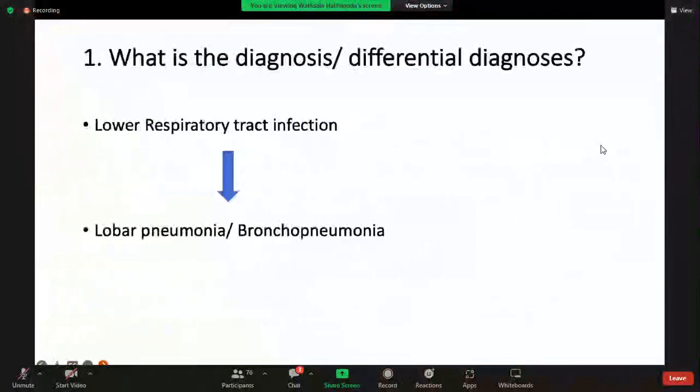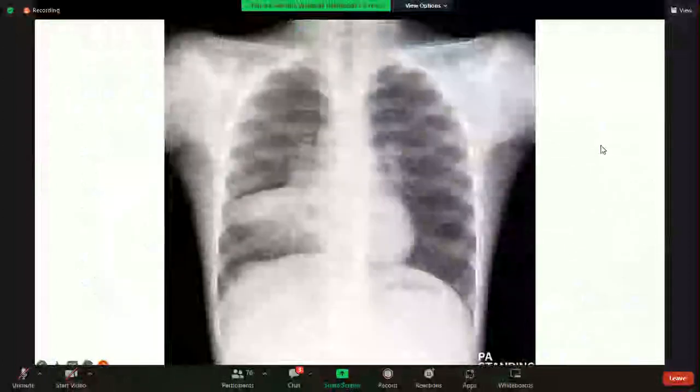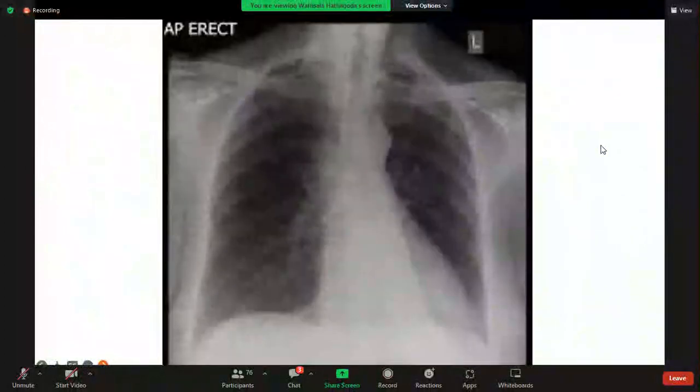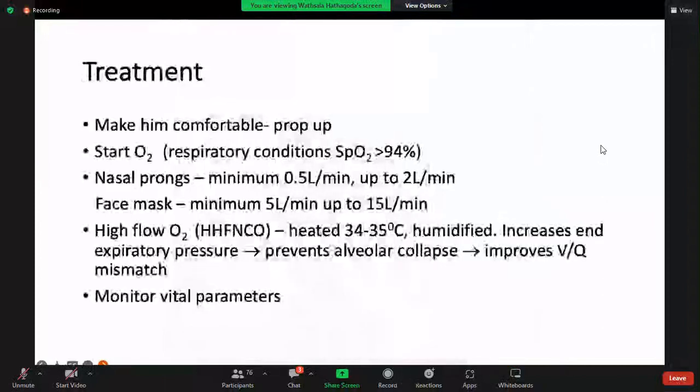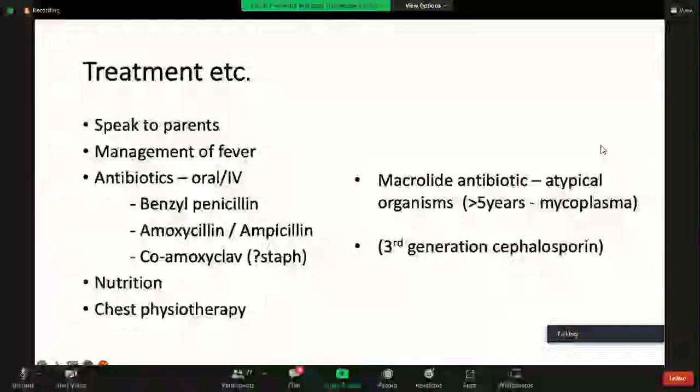Right. So you have managed this child. Again, the basic things like propping up, keeping the child under continuous monitoring because this child is breathless. So counseling parents, giving oxygen, nutrition, chest physio. So you have to address everything, right? So everything should be included in your treatment.